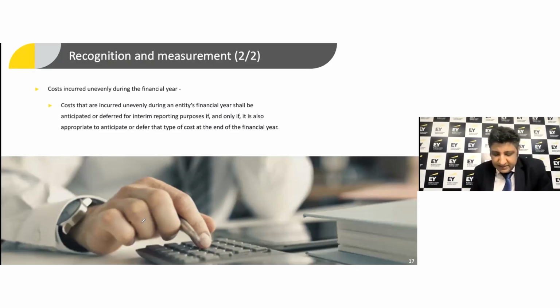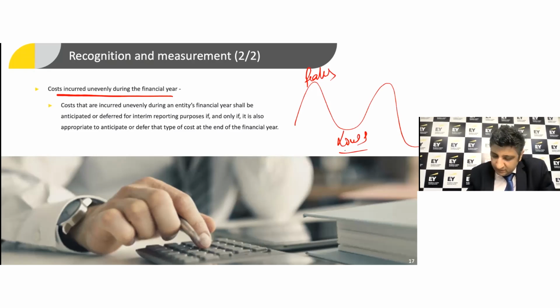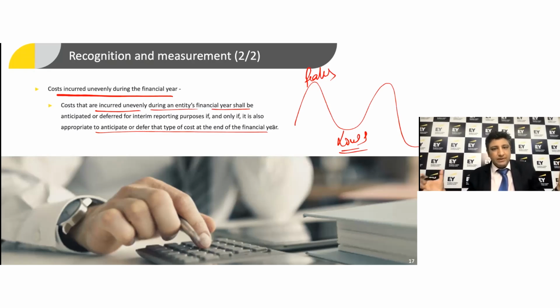Similarly, in case there are costs which are incurred unevenly, right? There could be a business cycle, for example, right? So there could be peaks and lows. You need to be very, very careful about it, that even if these costs are uneven, they can only be recognized over the period uniformly if that is appropriate to do so, right?